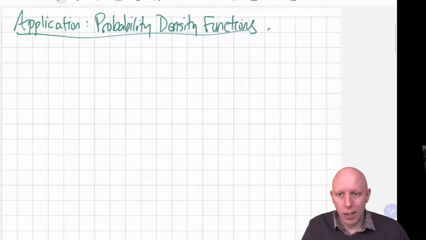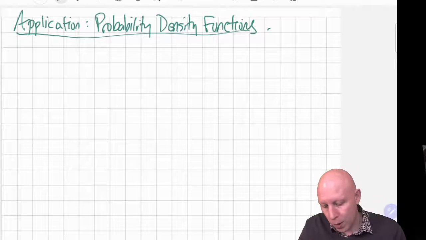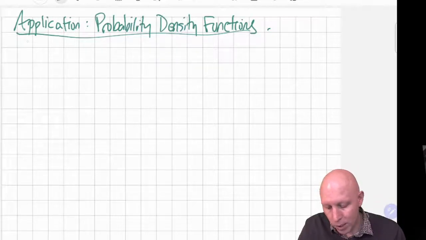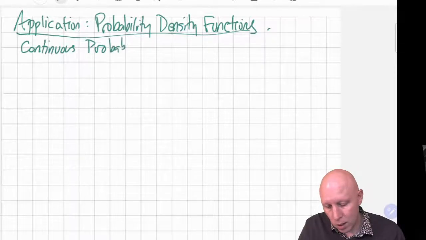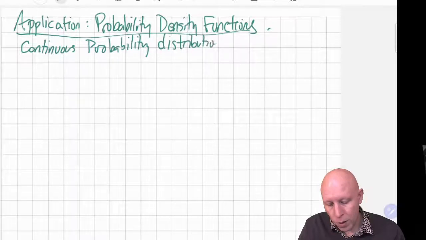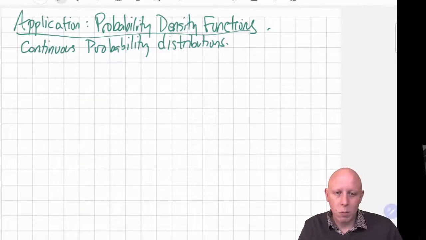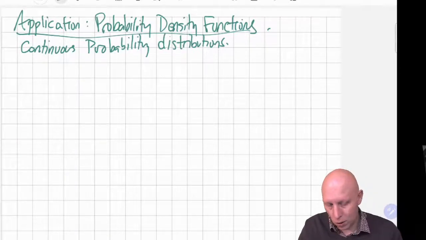Hi, welcome back. This time we're going to talk about another application of double integrals, and this time we're going to talk about two-dimensional probability density functions. In this example, we're going to talk about continuous probability distributions. But to motivate that, what I'd like to do first is talk about some discrete probability distributions.